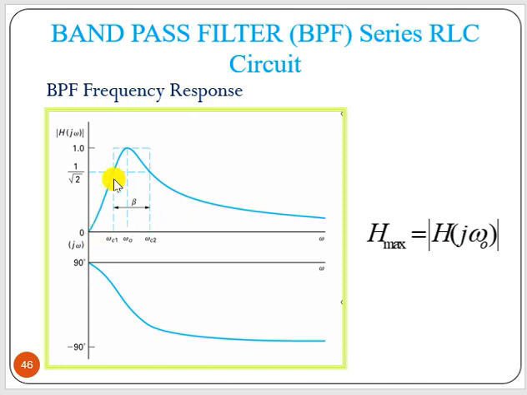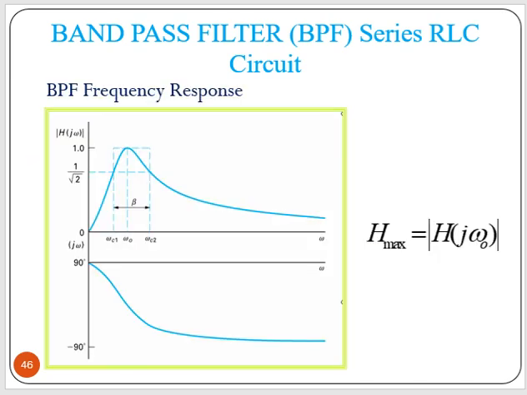Now this is the plot of the band pass filter. We have this omega C1, omega C2, where the value is 1 by root 2 of the maximum value. This is 1.0, this is nothing but 1 by root 2, and between those points, this is your bandwidth, and we have this 90 degree to minus 90 degree phase plot.